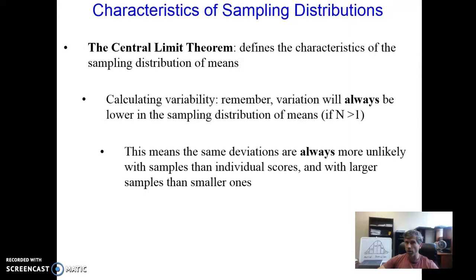So just differences in terms of that original score that you started with before you turned it into z-scores. It means the same raw score deviation becomes less and less likely, less probable with samples than it is with individual scores, and less probable with larger samples than smaller ones. If that's tricky to you, think about it this way.